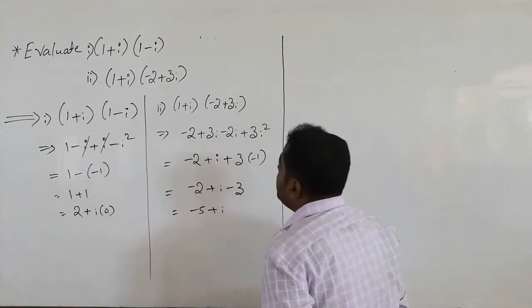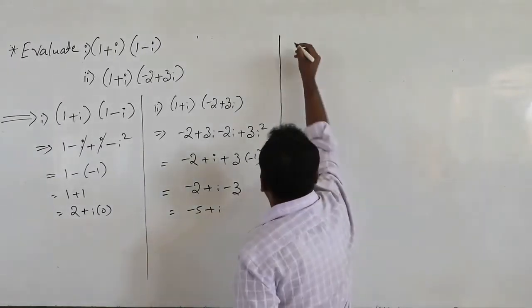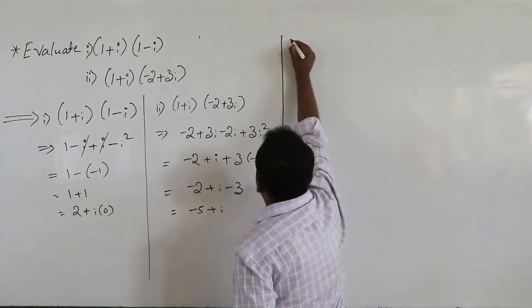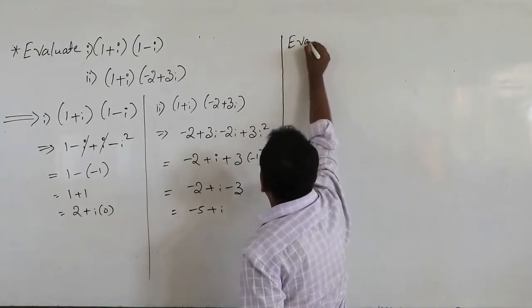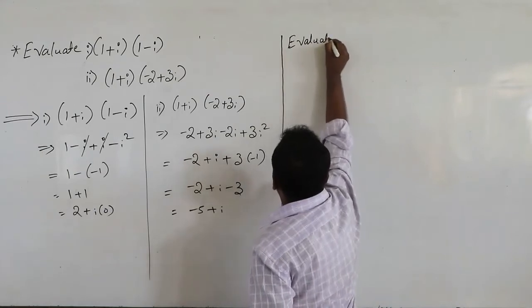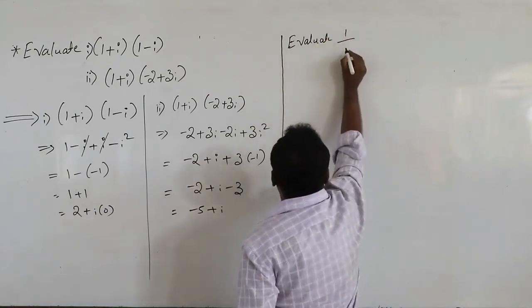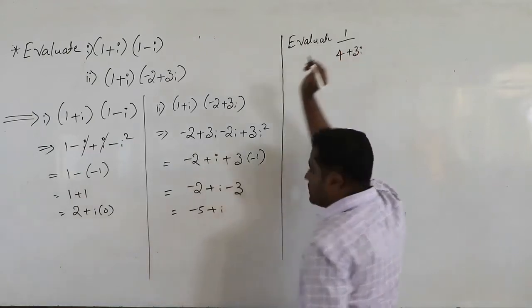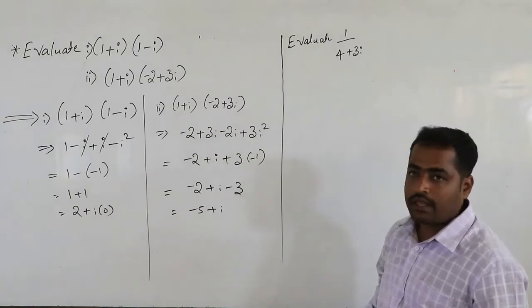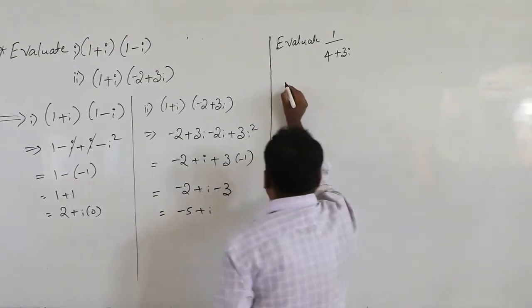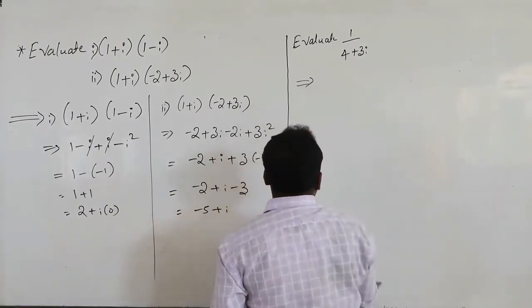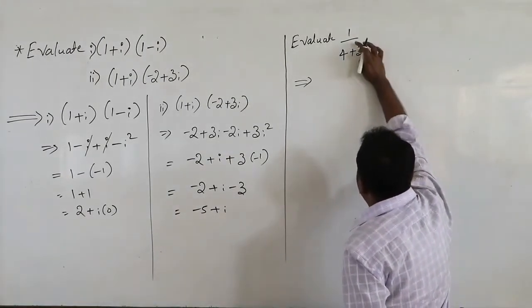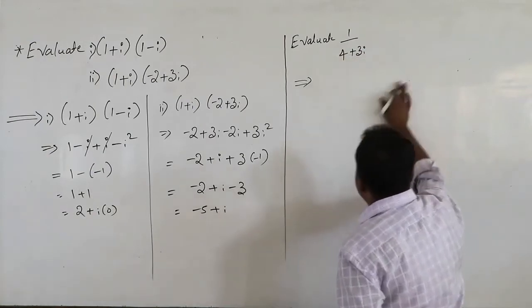Next we have to solve on division method. Division method. Evaluate 1 divided by 4 plus 3i. Here we have to observe in the denominator, 4 plus 3 times i.